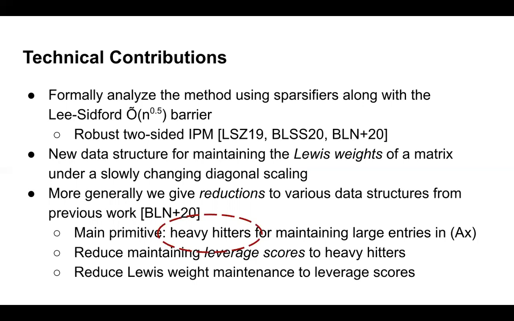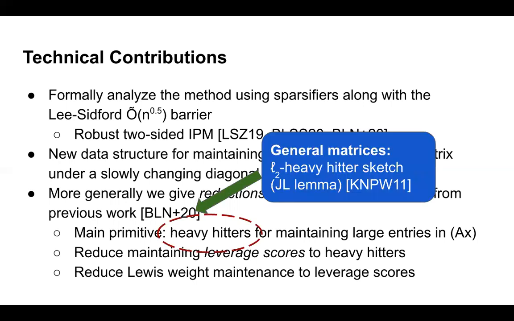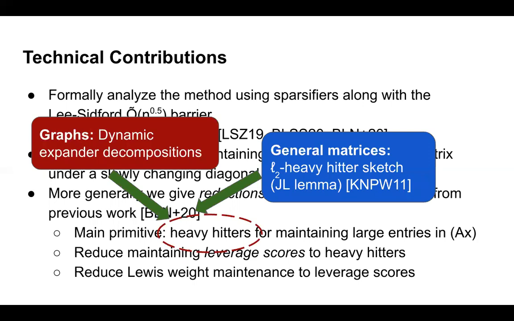Just to remind, for heavy hitters, we use an L2 heavy hitter sketch. This uses the Johnson-Lindenstrauss lemma several times. On graphs, there's actually a more efficient way to do it via dynamic expander decompositions, but I'm not really going to focus on that piece. Let's just imagine we have such a heavy hitter sketch that maintains large entries of AX.